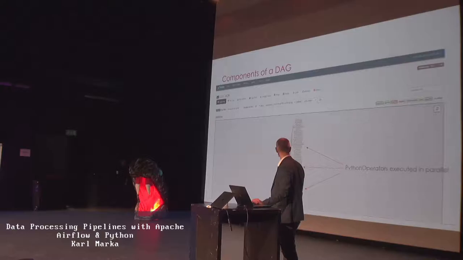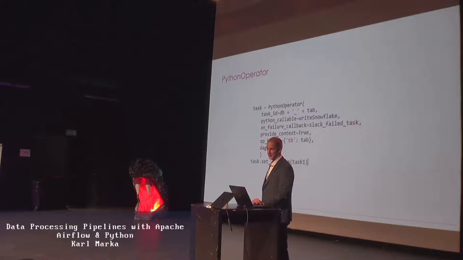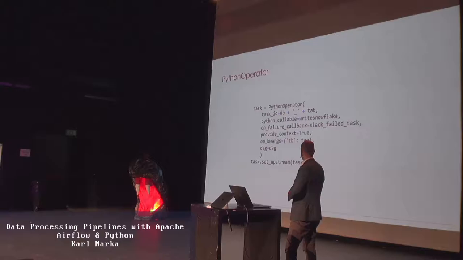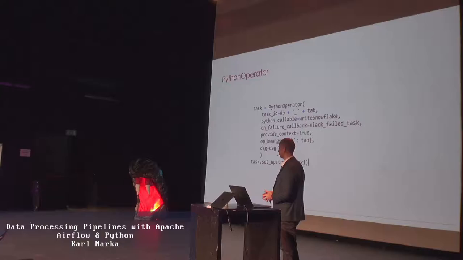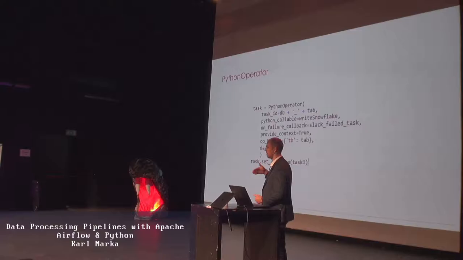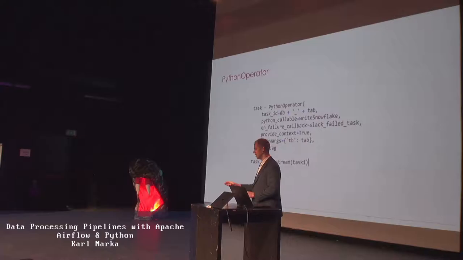But this Python operator, this is a very simple example of a Python operator. We have the task ID. This is just a string that's put together from two variables, the database name underscore the table name. The Python callable, this is the function that this Python operator is performing. In our case, we have a function called write snowflake. It writes data to a Snowflake data warehouse.